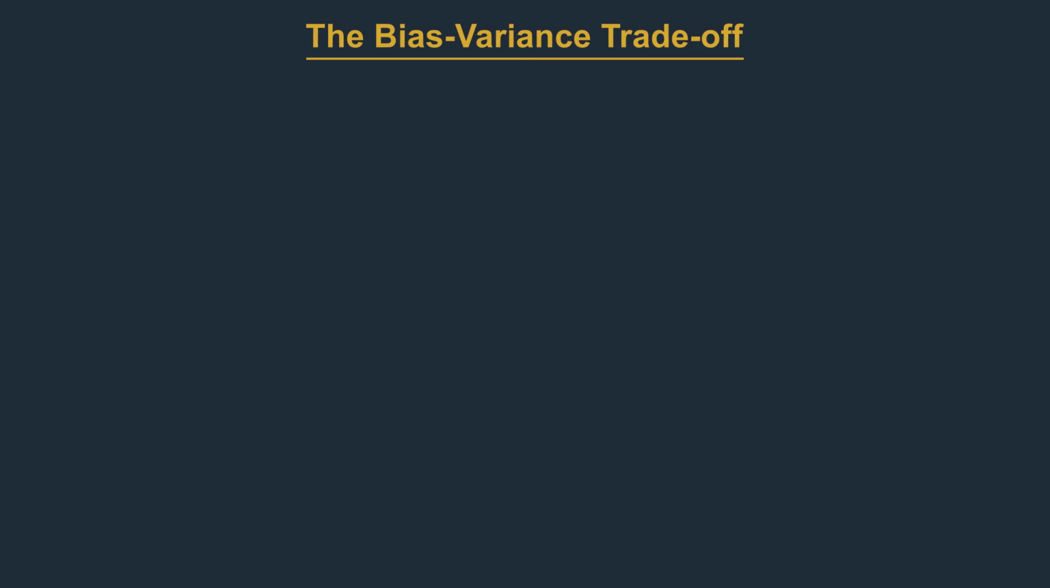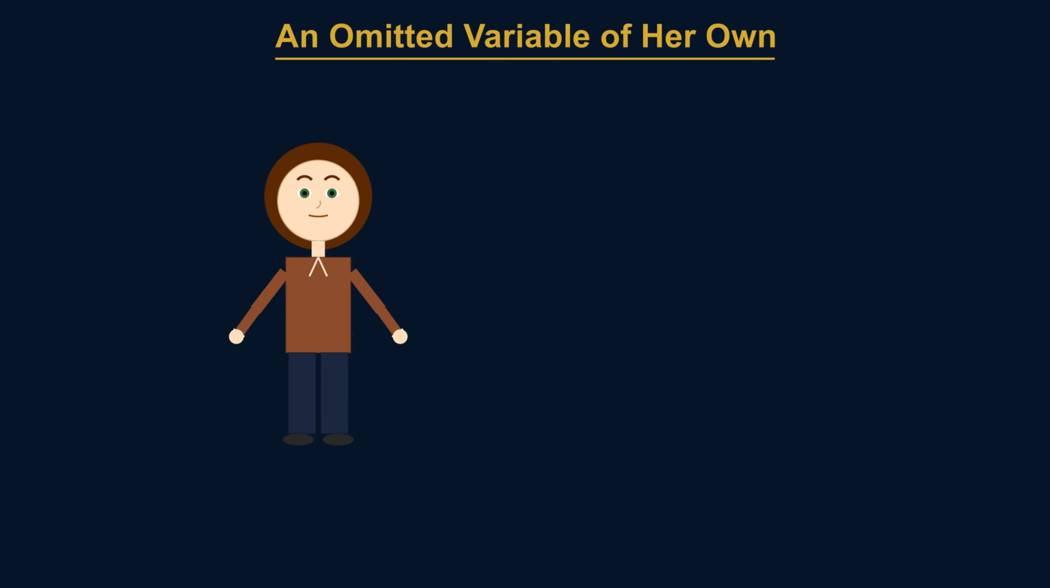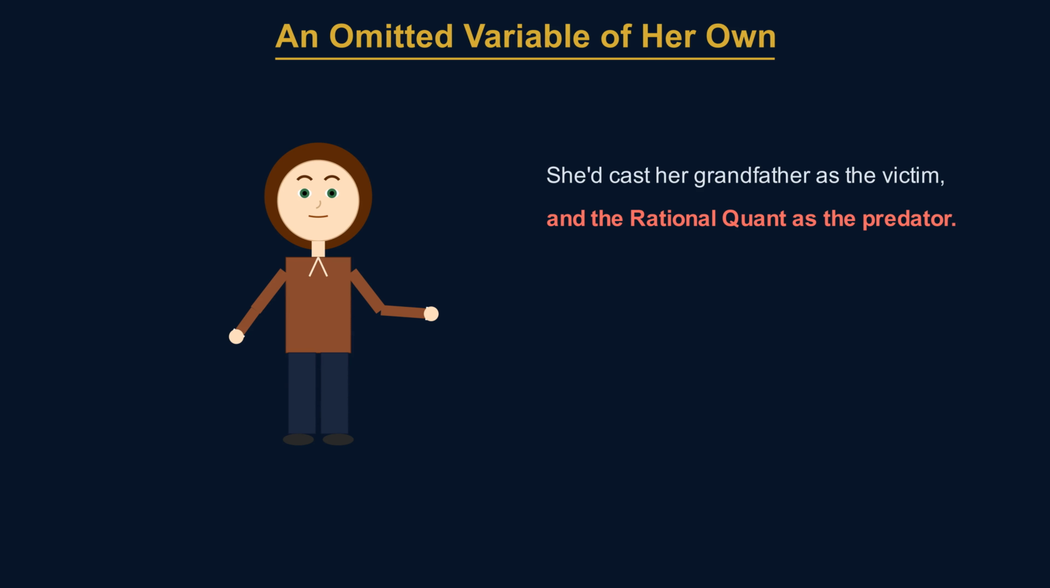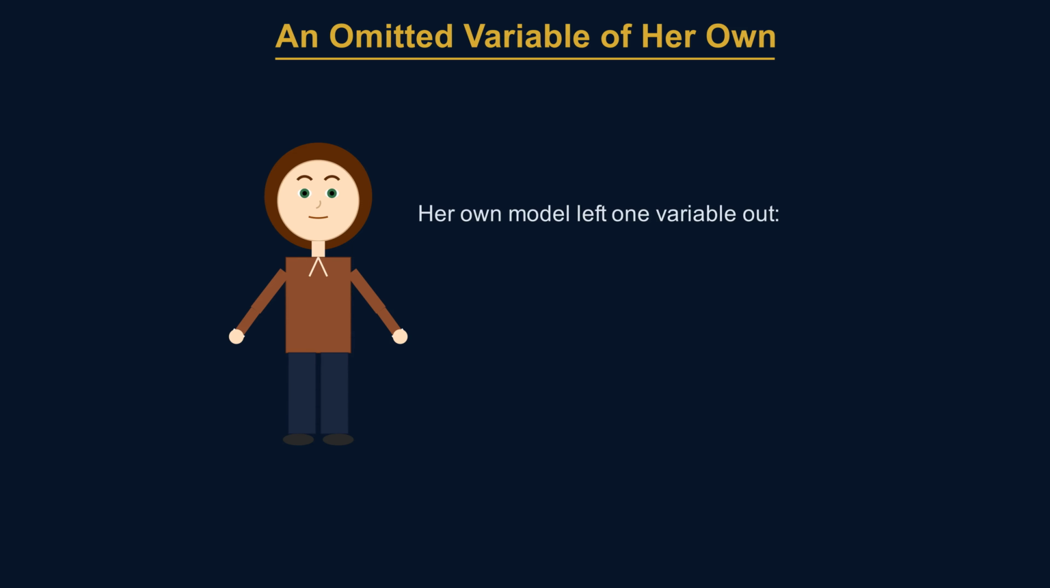Margot sets down the letter. For weeks she's carried a model of this whole thing around in her head. In her mind, her grandfather was the victim and the rational quant was the predator, and every letter was an attack dressed up as advice. But that isn't exactly what she's reading. The tone was never adversarial, it was patient, and it was teaching, letter after letter. The rational quant kept handing Victor the one thing that would have protected him, which is a clearer view of his own risk. And she realizes her own model had a variable left out of it.